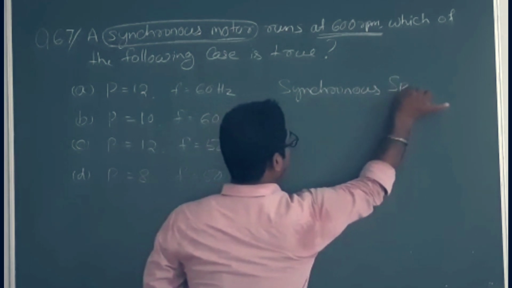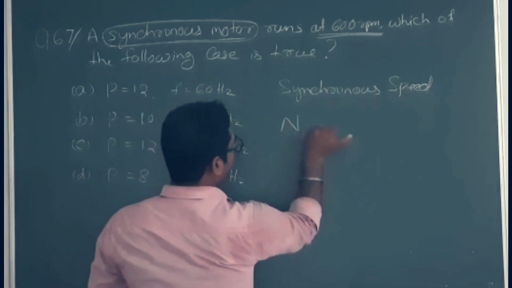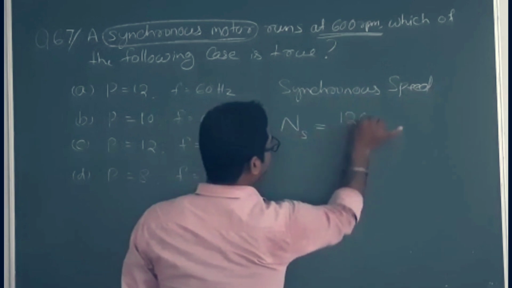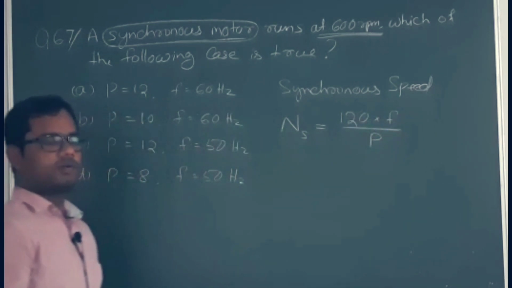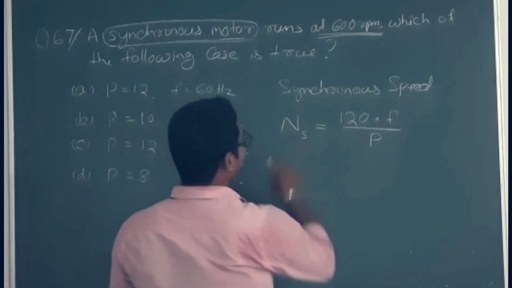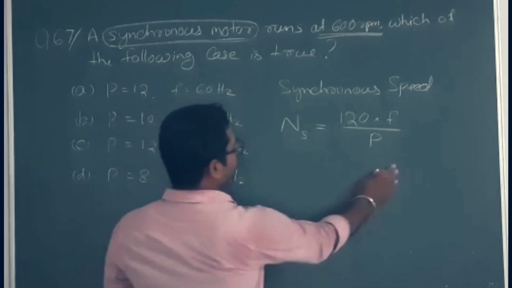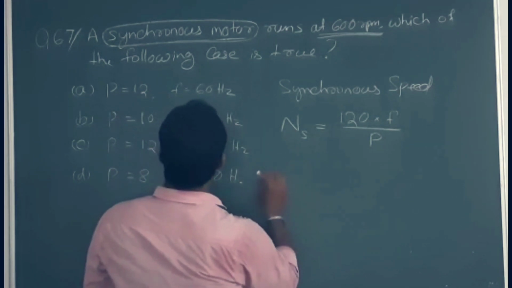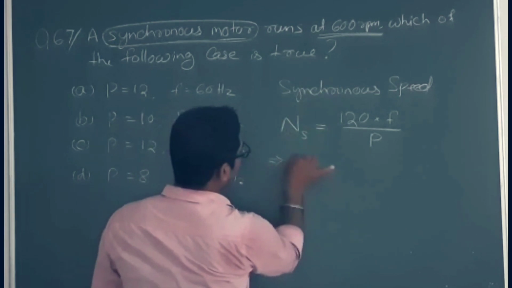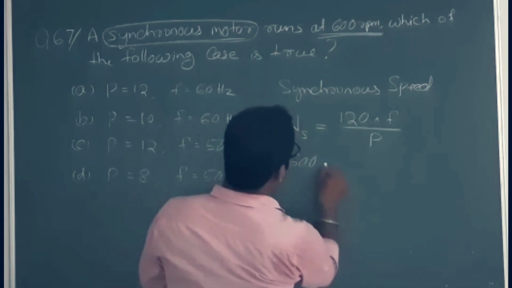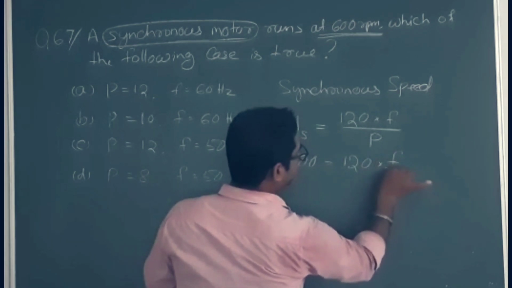Synchronous speed is said to be Ns equal to 120 into F divided by P. This is the formula for synchronous speed. So Ns represents the synchronous speed, F is the supply frequency, and P is the number of poles. Here the pole and frequency values are given. So I will say 600 is equal to 120 into F by P.